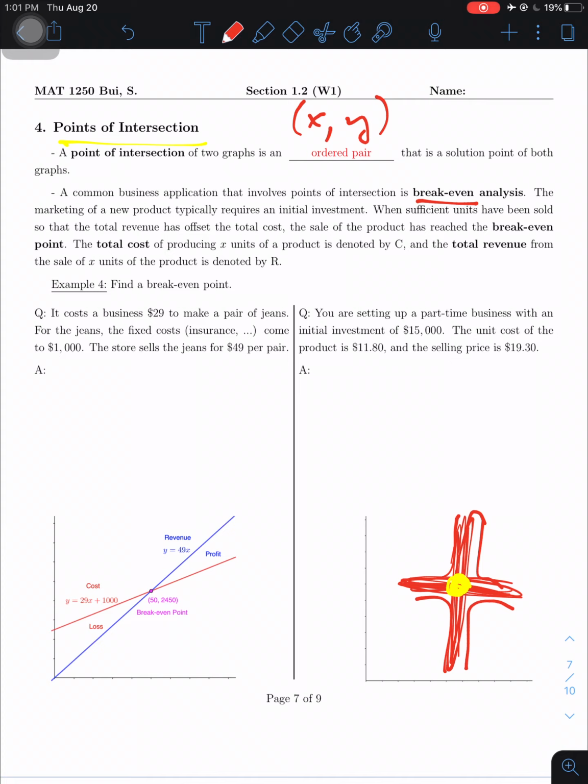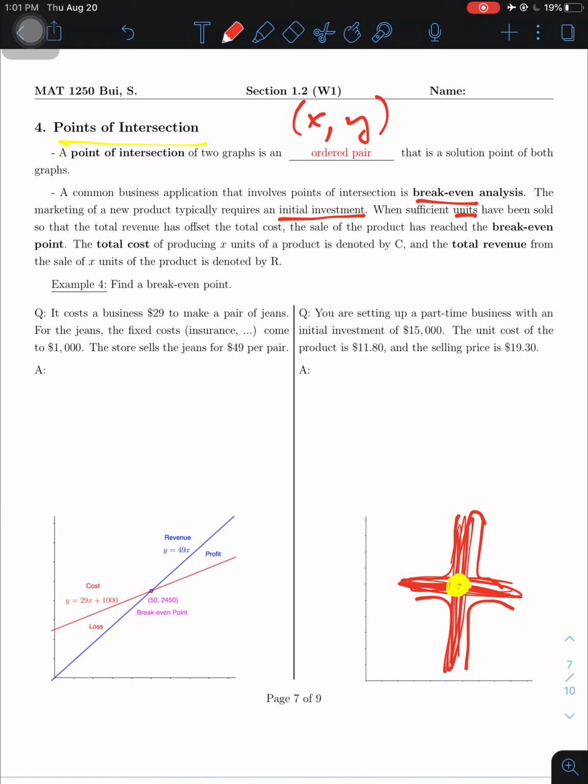Okay, the marketing of a new product typically requires an initial investment, just like any other field, right? Anything requires an initial investment, especially when it comes to business. When sufficient units, like products, the amount of products, have been sold so that the total revenue has offset the total cost, the sale of a product has reached the break-even point.